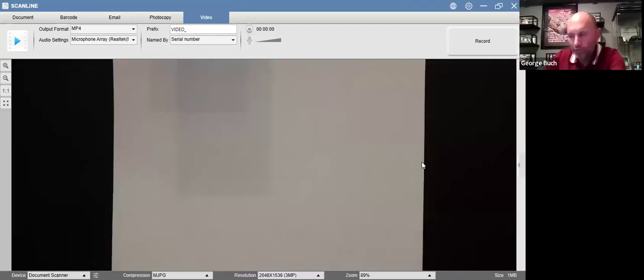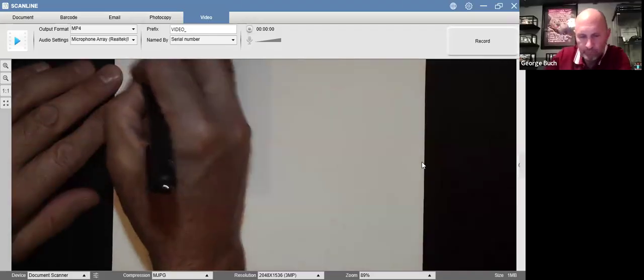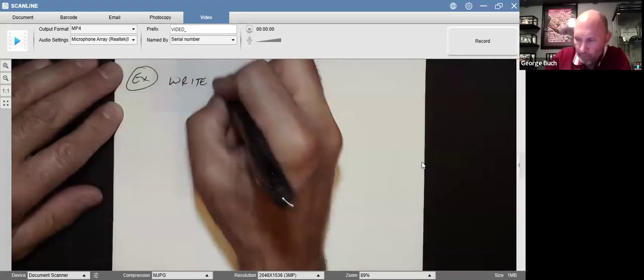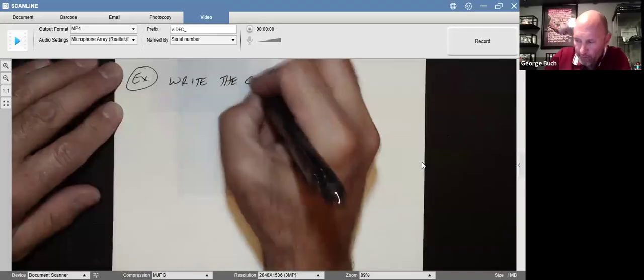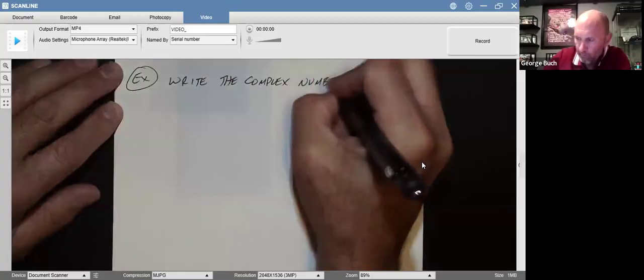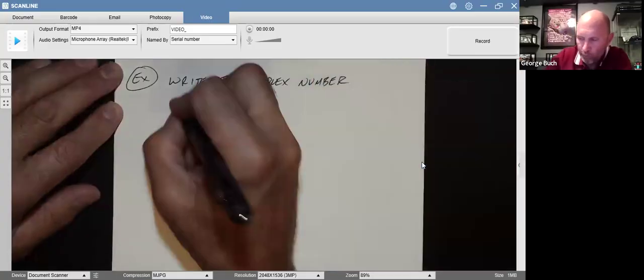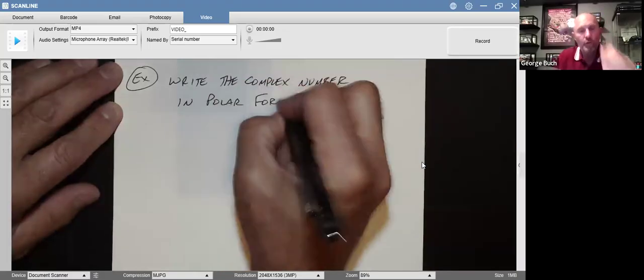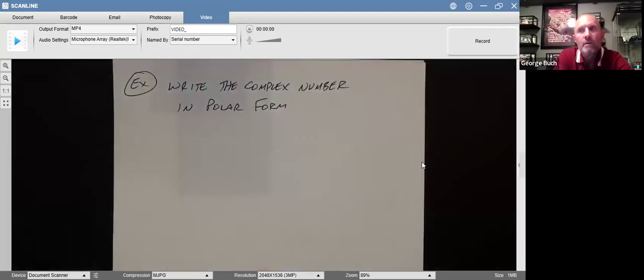All right. So the first types of problems we're going to look at is to write the complex number in polar form. So I'm going to do 3 of these. These conversions are the most important part of this lesson.